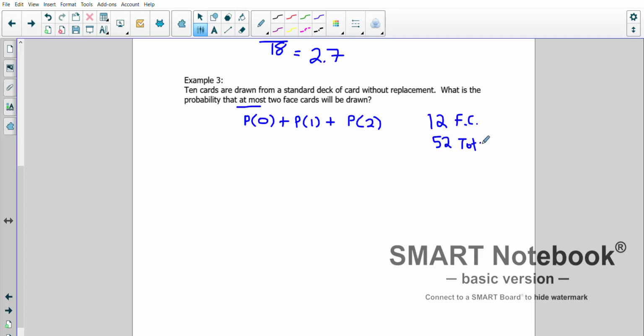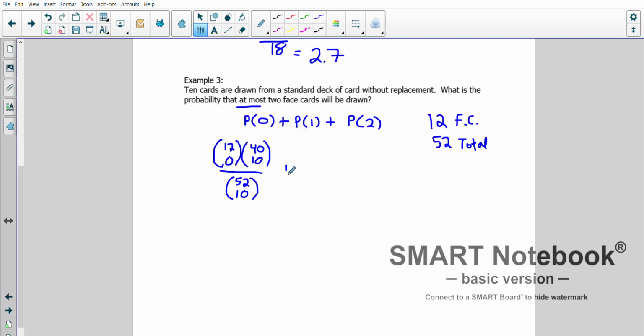So what is the probability that I'm going to get exactly 0 face cards? That's going to be 12, choose 0. Well, that must mean that the 10 other cards must have come from the remaining 40. And then I'm going to divide that by the total number of outcomes. How many ways can I pick 10 cards? No restrictions. 52, choose 10.